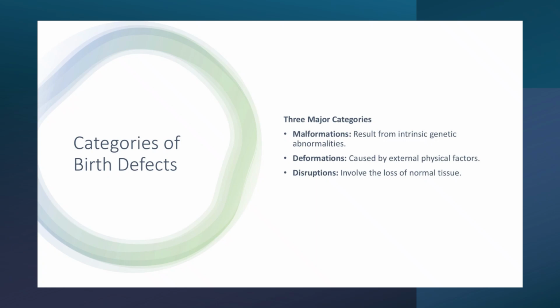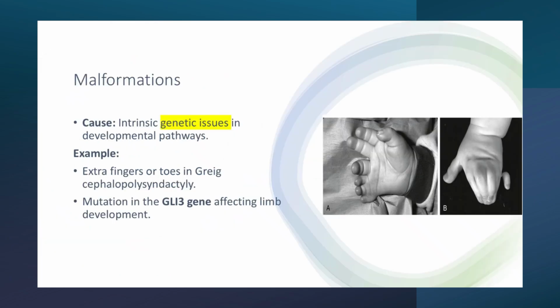Birth defects are classified into three main types: malformations, deformations, and disruptions. Each category reflects different underlying causes and mechanisms, helping clinicians diagnose and manage these conditions. Malformations stem from intrinsic genetic issues affecting development. For example, Greig cephalopolysyndactyly syndrome, caused by GLI3 gene mutations, results in extra fingers or toes. Such malformations can sometimes affect multiple body parts due to shared developmental pathways.